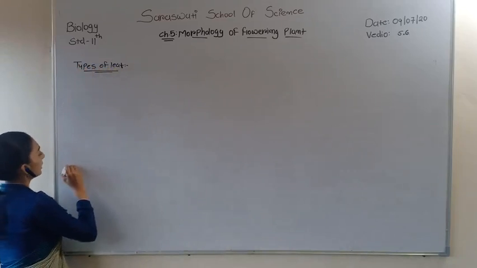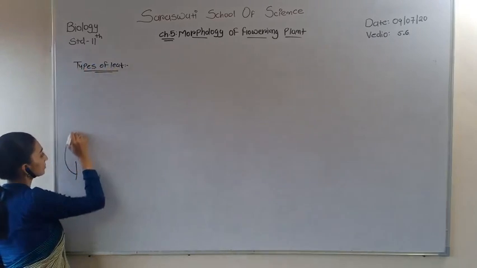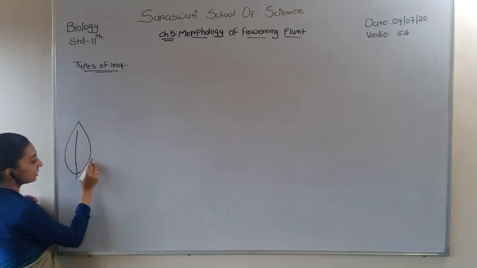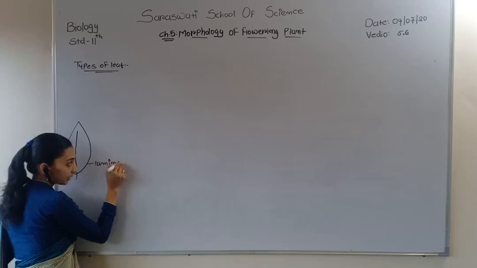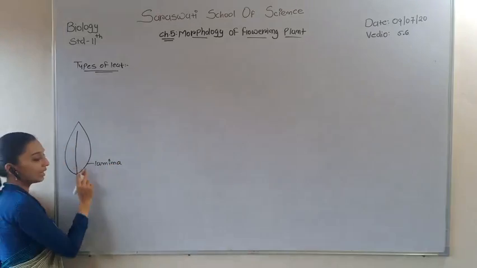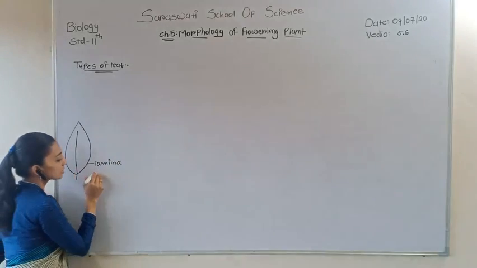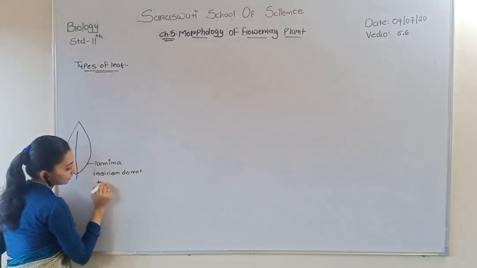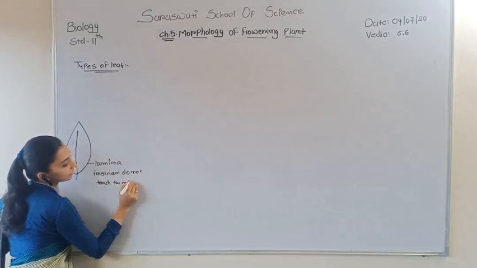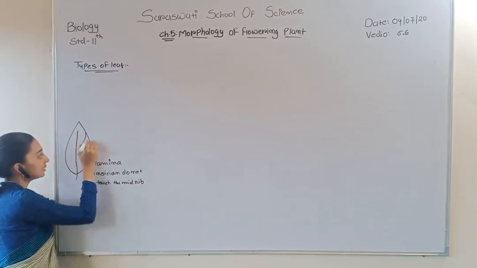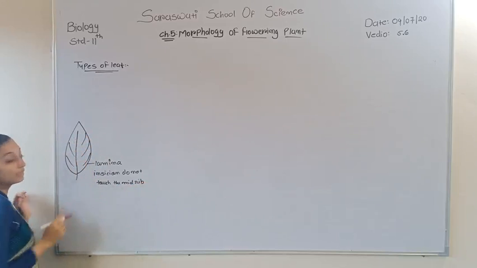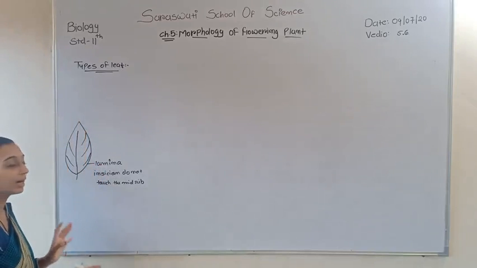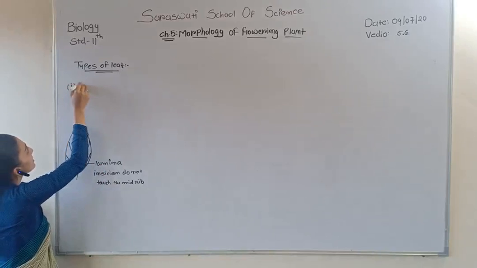So the lamina is entire if, see, this is the leaf and this is the portion of the lamina. If the lamina has no incisions, or the incisions do not touch the midrib, see, this is the vein, and the incision does not touch the midrib and the lamina is totally entire, it is known as a simple leaf.